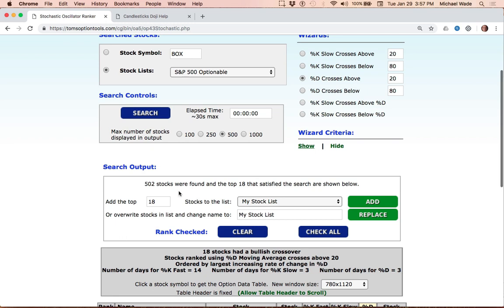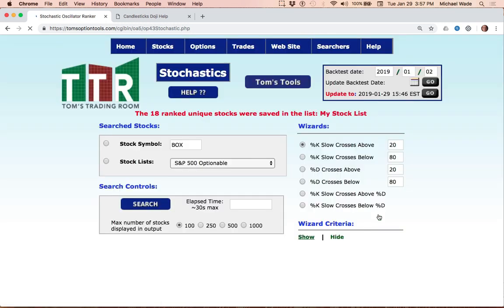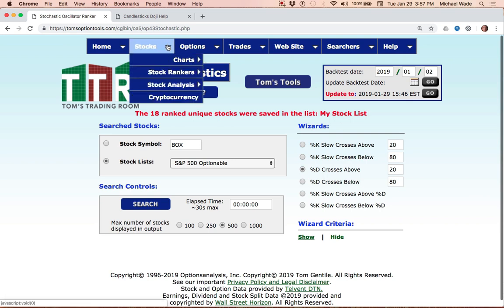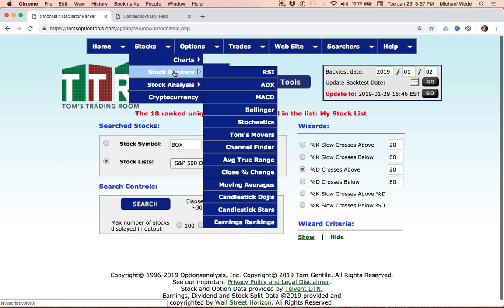I'll do that by saving the top 18 of these stocks into my stock list by clicking Replace. You'll notice a message on the top of the screen that says these 18 ranked unique stocks were saved in my stock list. So that's our holder list. These are our bullish reversals as of January the 2nd. Then what I want to do is take my stock list and pop it into candlestick dojis.